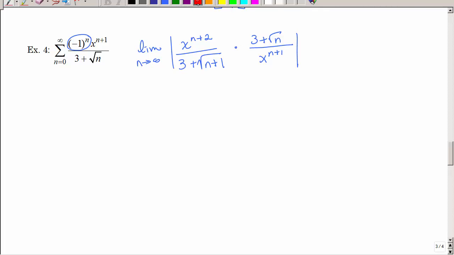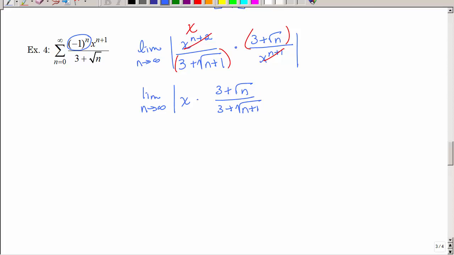First of all, you cannot cross out those 3's. Those have an addition that's not a factor. But you can reduce the x's, and that would leave you an x on top. So let's see, we would have the limit as n approaches infinity of x multiplied by this. Again, separating those x's and n's should help.